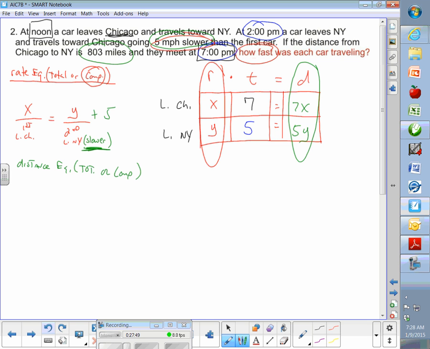Now, is that a total or comparison? Is it telling you that one car traveled 803 miles less or more than the other? No, that would be a comparison. It's a total. From Chicago to New York is a total.